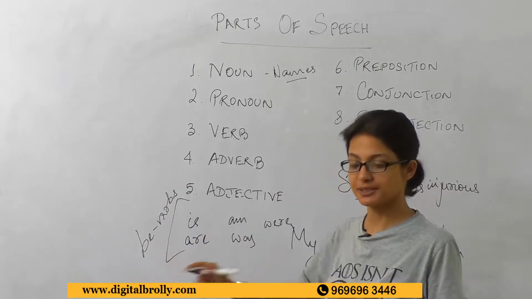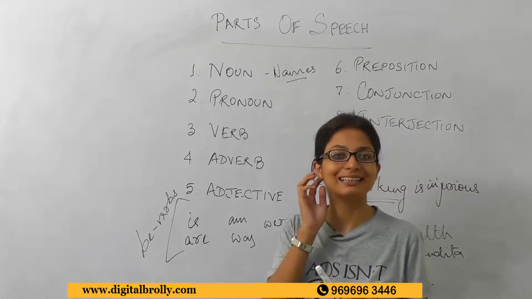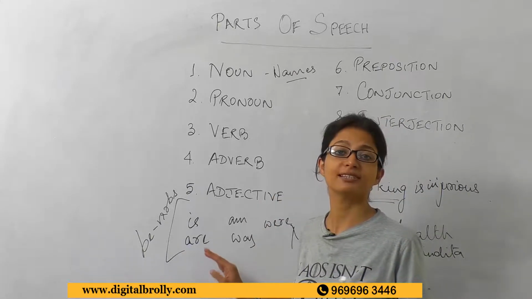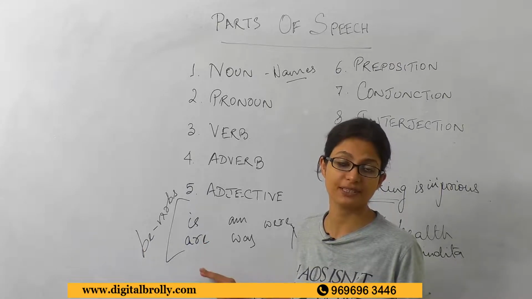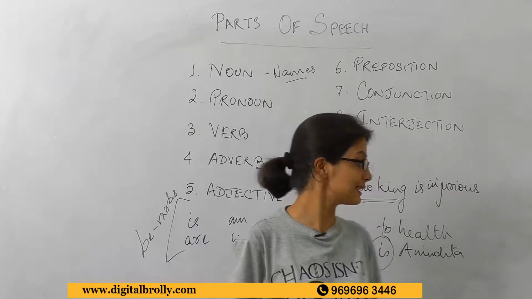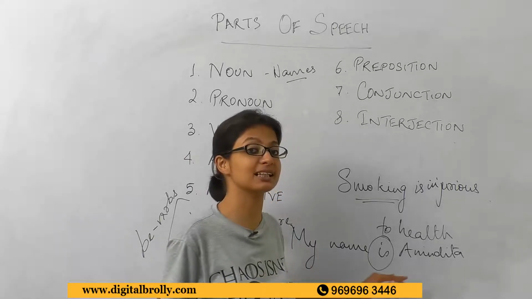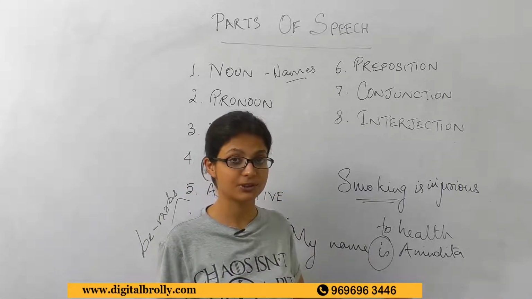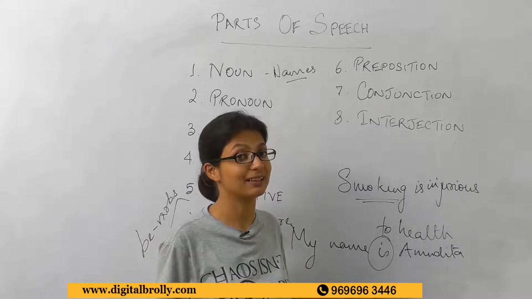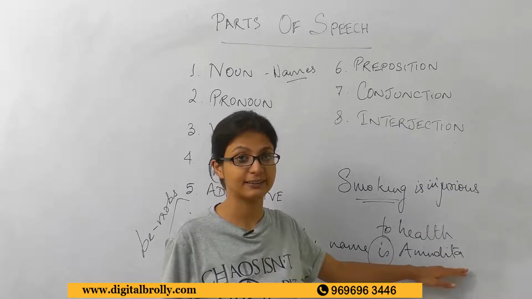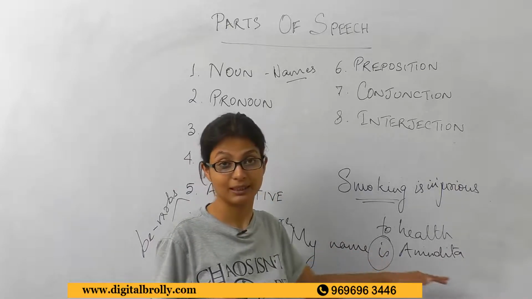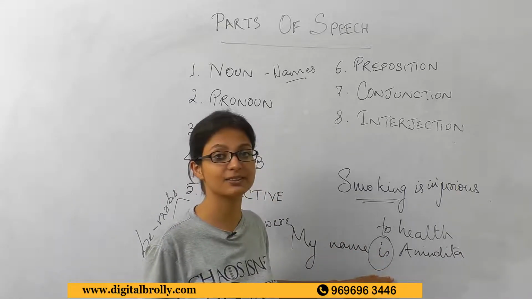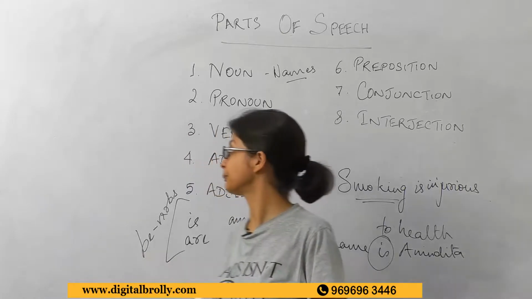Now, what are be verbs? Be verbs are basically existential verbs. That is, they show whether something exists or if something is alive. So when I give you this example, my name is Anindita, I am basically saying that there exists or there lives a person called Anindita. So basically, is here is showing the existence of a person called Anindita.